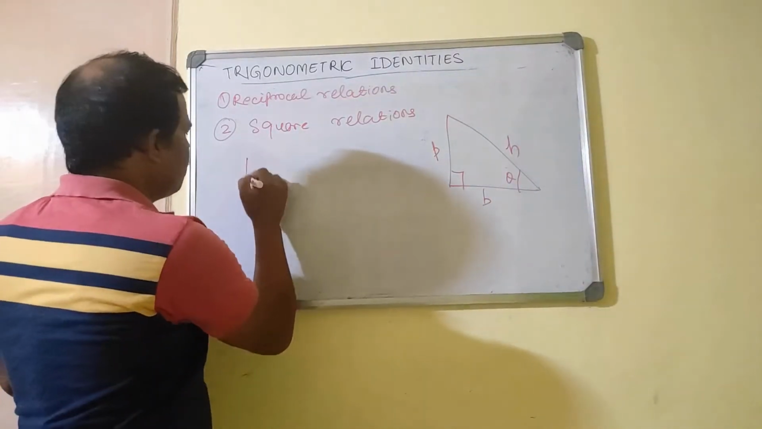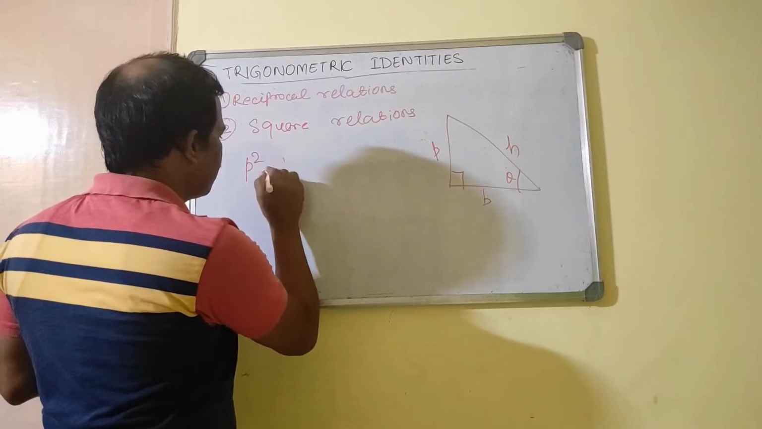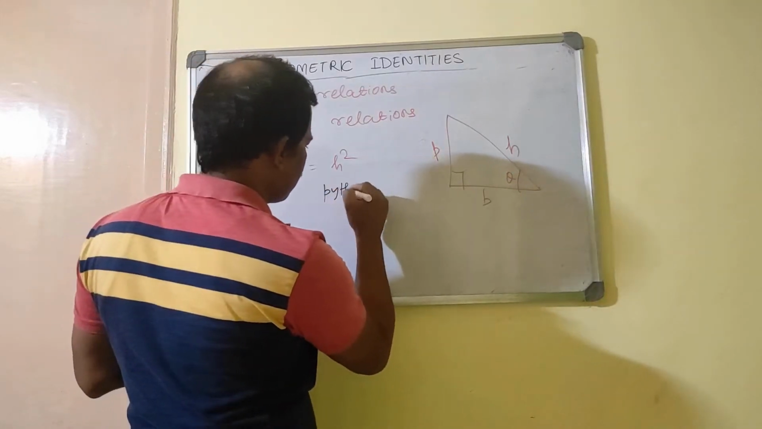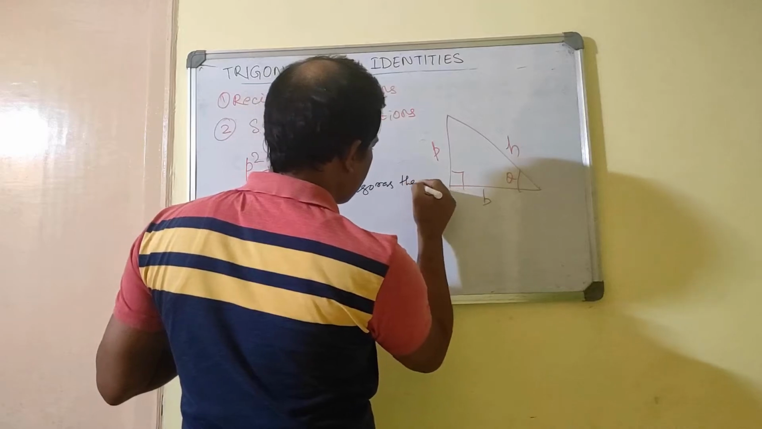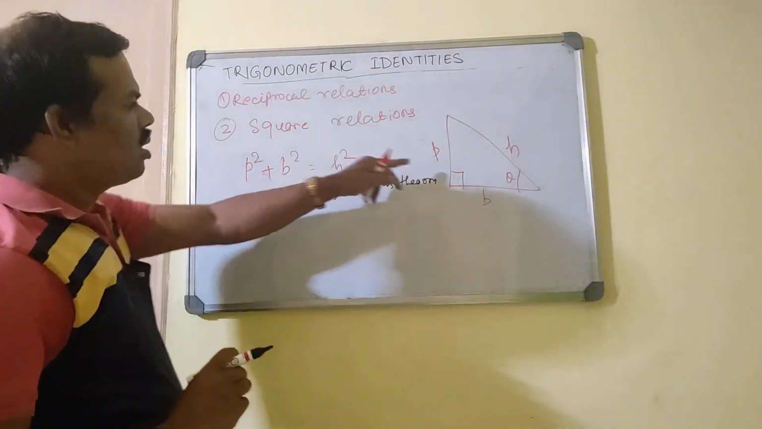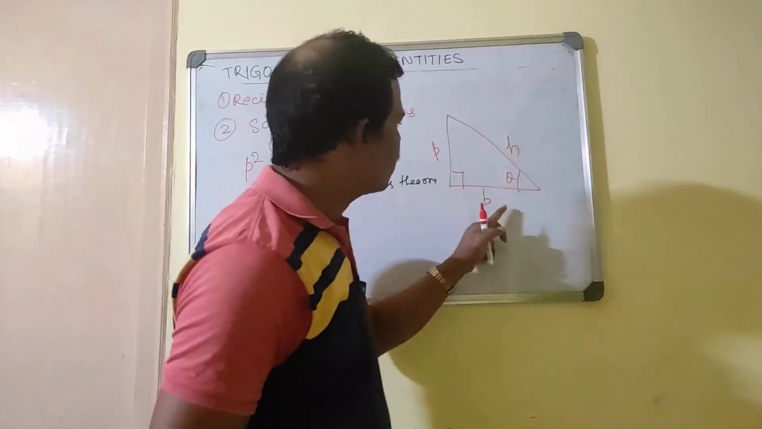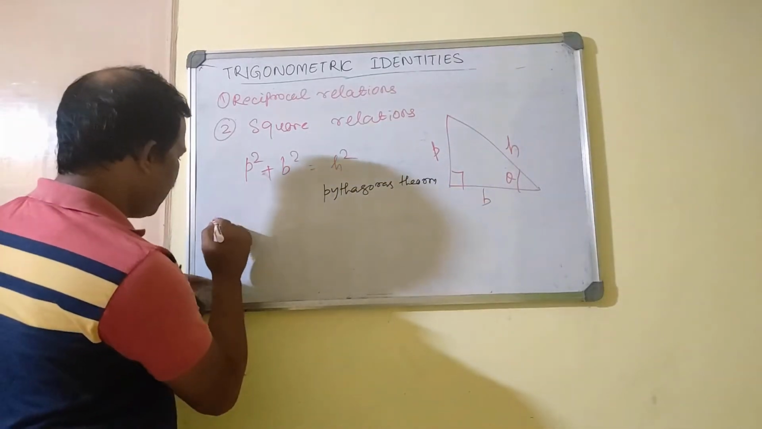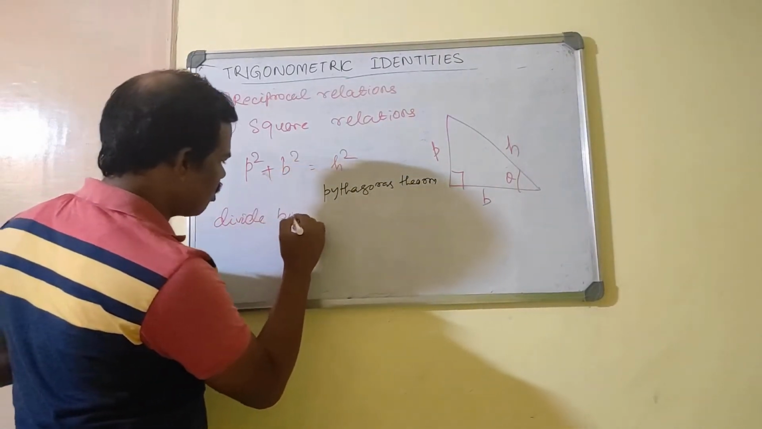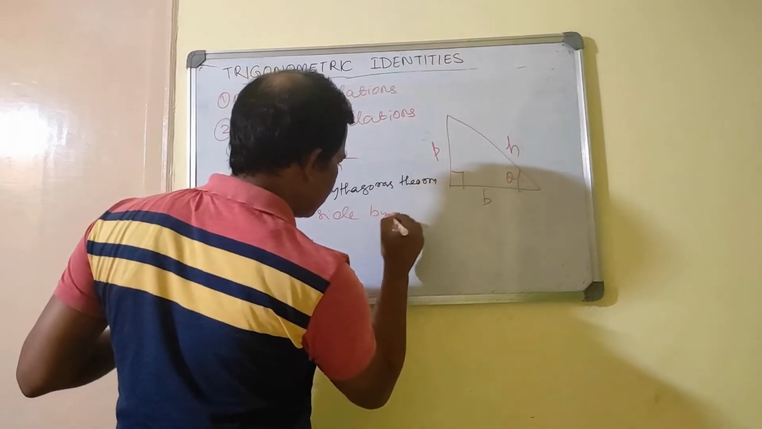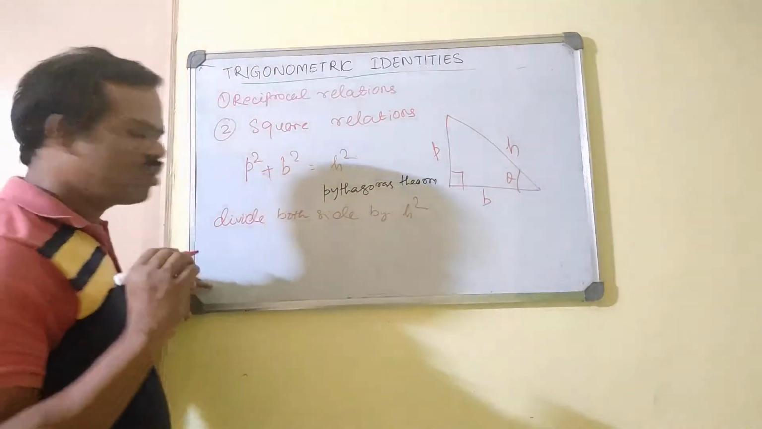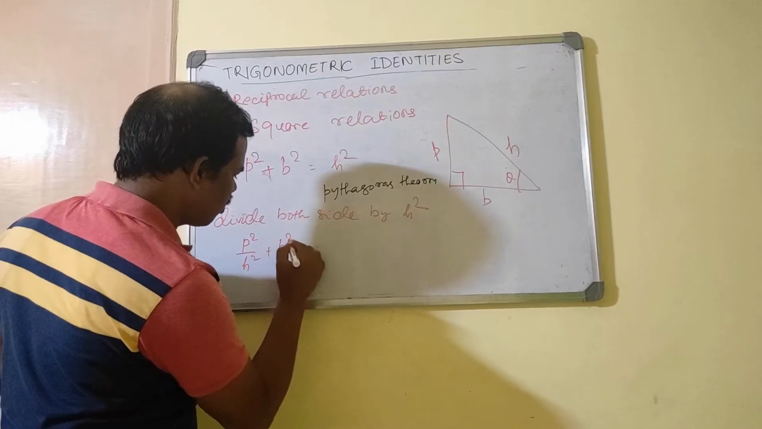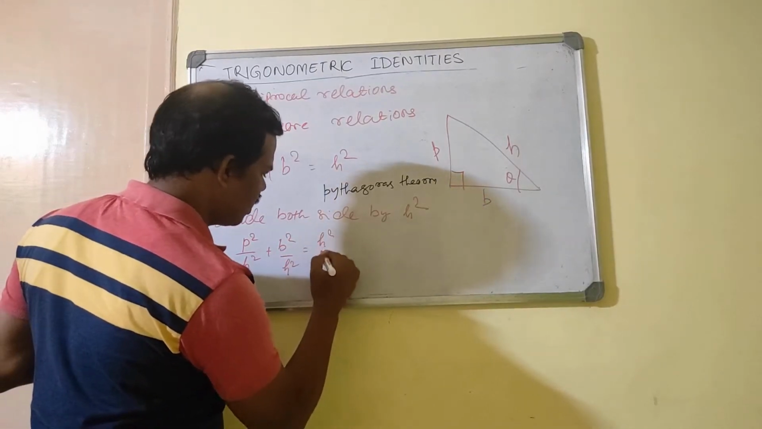So okay, what is Pythagoras theorem? It is p square plus b square is equal to h square. The square of the perpendicular plus the square of the base will always be equal to the square of the hypotenuse. What I am going to do is divide both sides by h square. In that case, the equation will still remain the same. So p square by h square plus b square by h square will be equal to h square by h square.